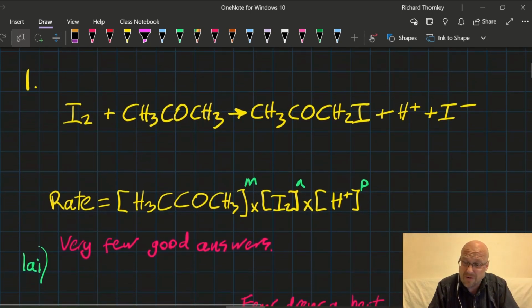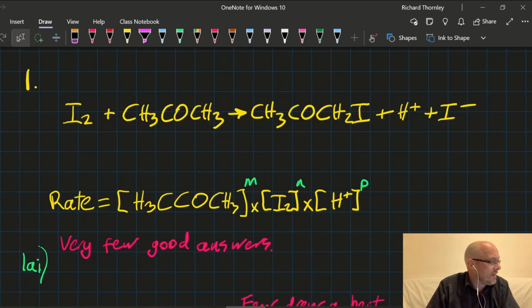I struggle with a few of these questions, and I kind of know what I'm doing as well. All right then, so question 1. How can I monitor the change of iodine concentration?